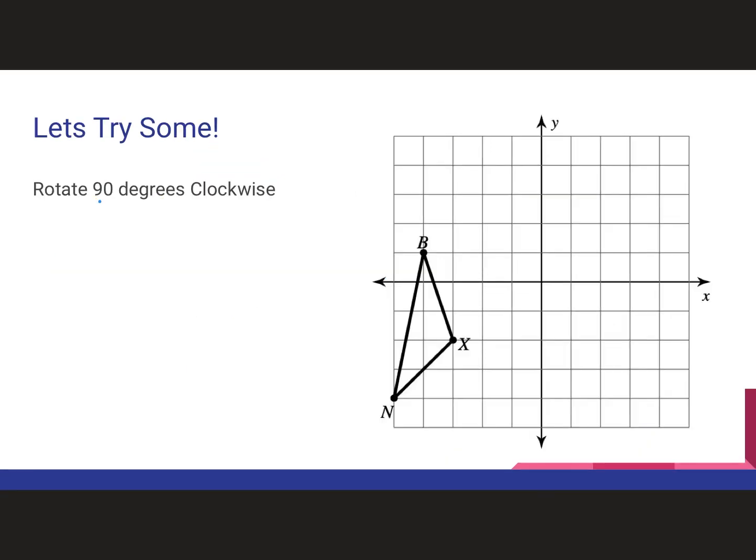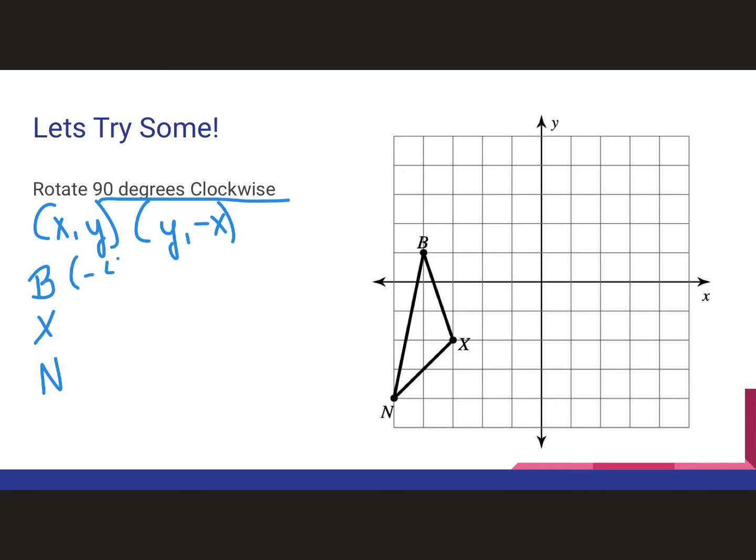So let's try another one. What if we're doing 90 degrees clockwise? The rule is we go from (x, y) to (y, opposite x). So again, I'm just going to write down the points for these. I have B, X, and N. B is currently at (-4, 1). X is currently at (-3, -2). And N is currently at (-5, -4).